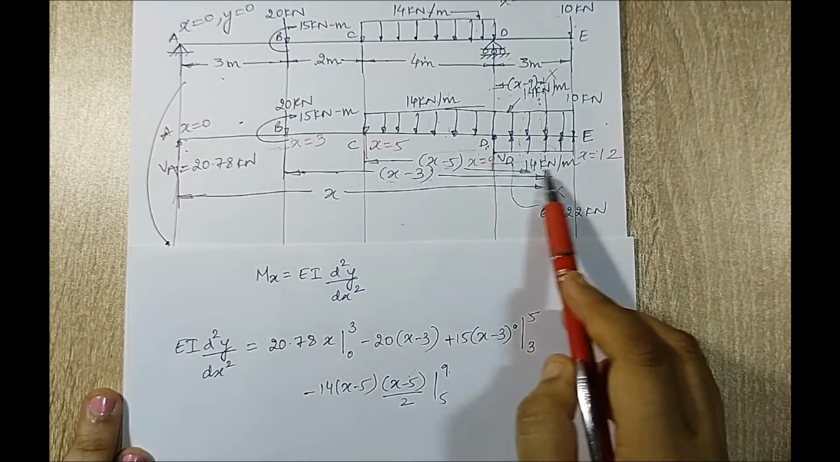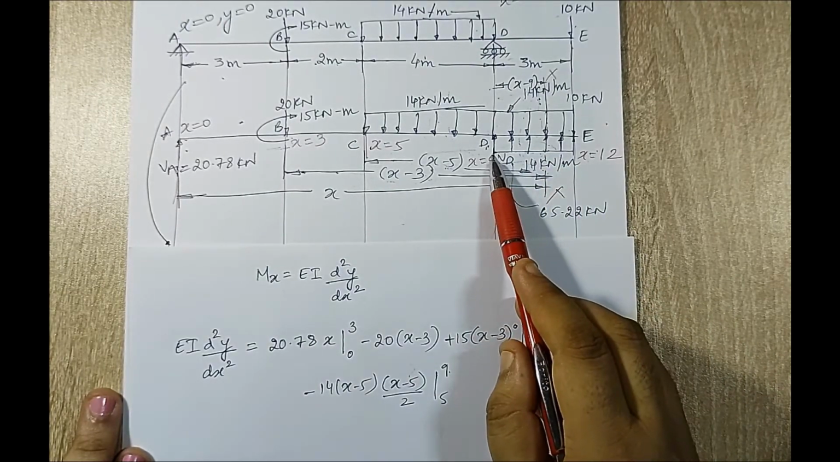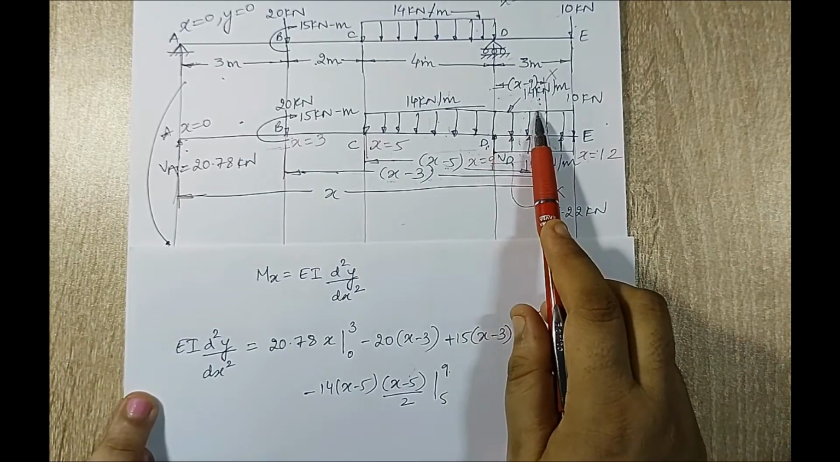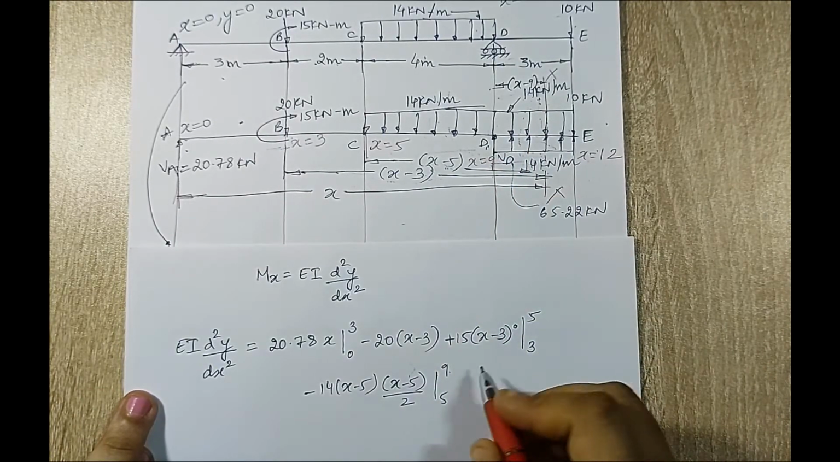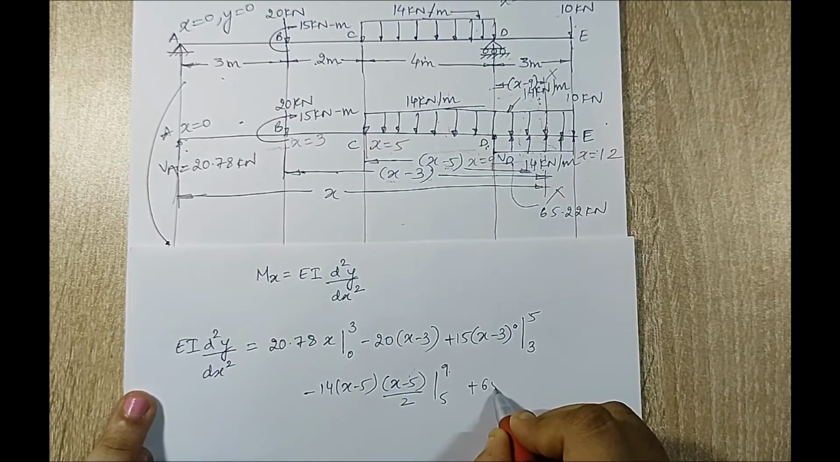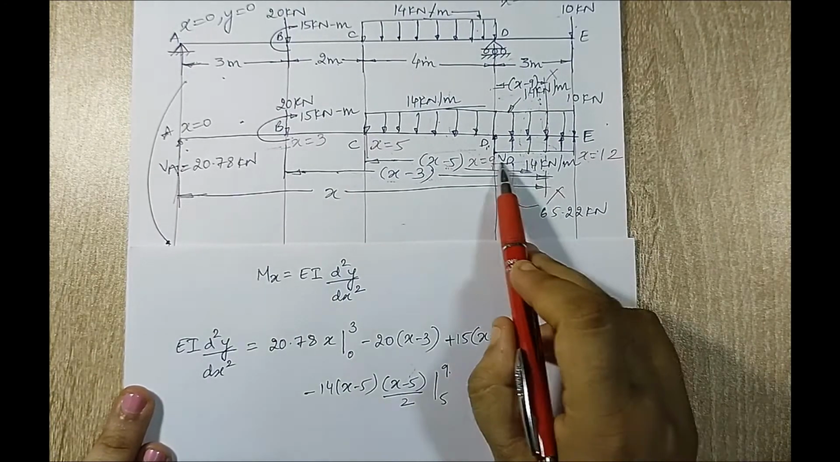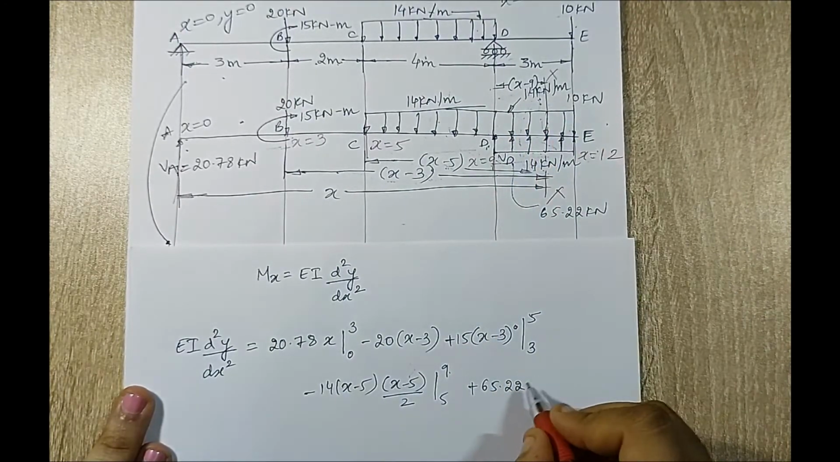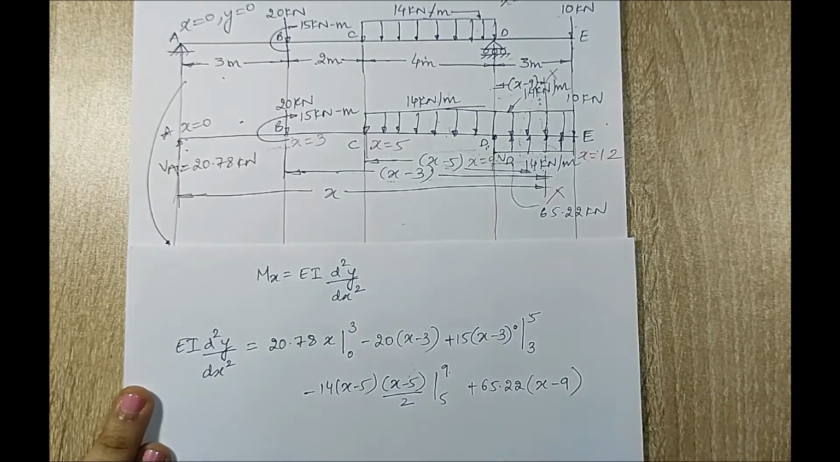Now I'll go to the bottom portion. I can see this VD over here. It turns clockwise towards the section. So the value is 65, so it will be plus 65.22. And this much distance is x minus 9. So I'll write x minus 9.